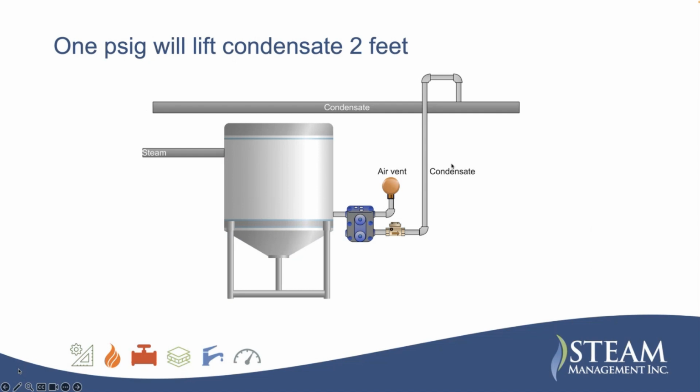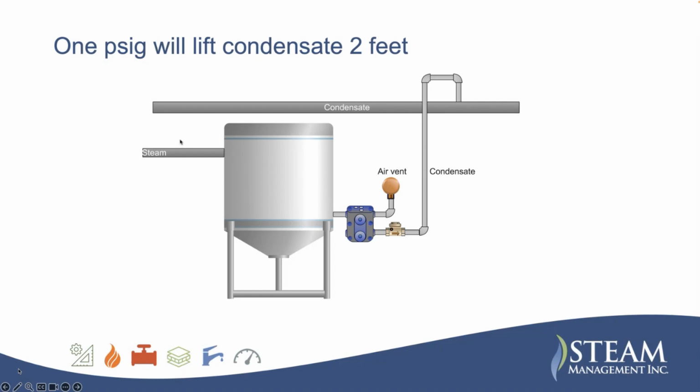1 psi will lift condensate 2 feet. So steam will actually lift your condensate up. Like say we have 2 pounds of pressure here, it will lift that water up about 4 feet. But to do that, this is going to cause a little bit of a seal. So we have to have an air vent on here. So we want to get the air in and out of the system. We want a check valve on the outlet, and then we'll let the steam trap do it.